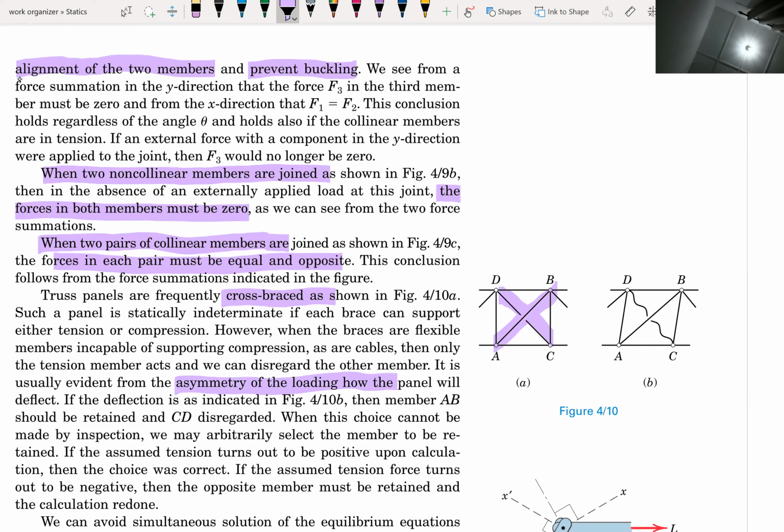So we put asymmetric loading, and then we see how the panel will deflect. Let's say here we put some load, and then we see that DC is deflected. Therefore the member CD should be disregarded, so we don't need CD.